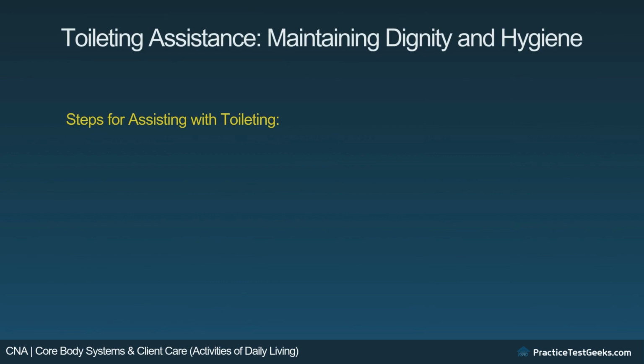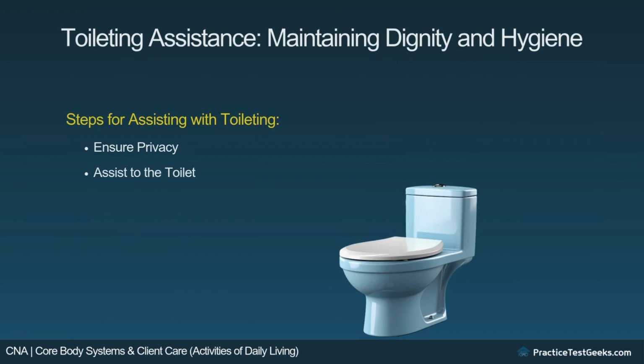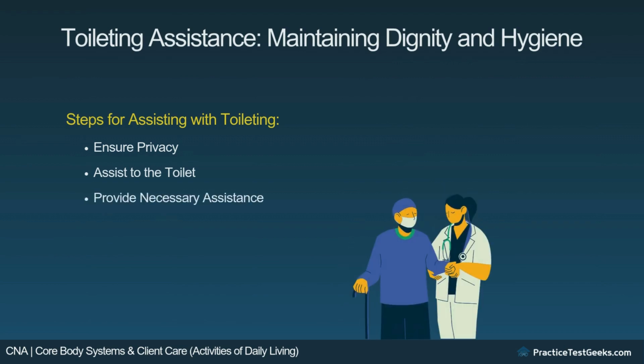Steps for assisting with toileting. Ensure privacy. Close the door or draw curtains to provide privacy. Assist to the toilet. Depending on the patient's mobility, assist them to sit on the toilet, commode, or bedpan. Provide necessary assistance. For patients with limited mobility, help them balance or position themselves. Ensure that the patient is comfortable and secure.